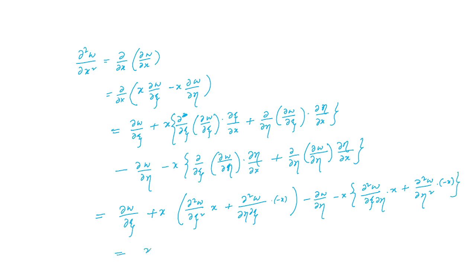So here the value will be x square del 2 omega del xi square plus x square del 2 omega del eta square minus 2x square del 2 omega del xi del eta plus del omega del xi minus del omega del eta.